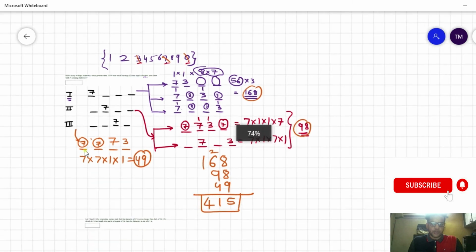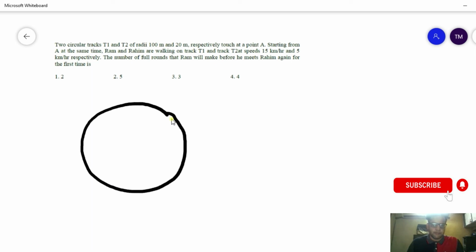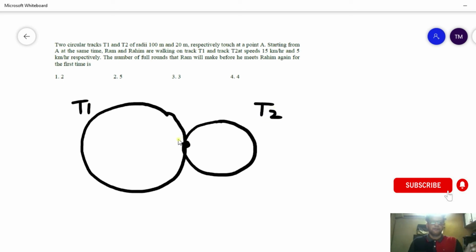Let's jump on to the next question. Once again, an easy question. The question says that two circular tracks T1 and T2 of radii 100 meter and 220 meter touch at a point A. So let's do one thing. This is the touch point, and this is the smaller one. This is T1, this is T2, and Ram and Rahim are walking. Ram is walking on T1 and Rahim is walking on T2.